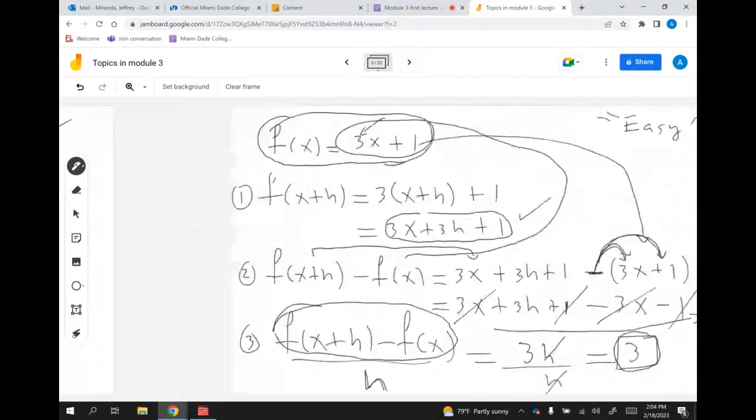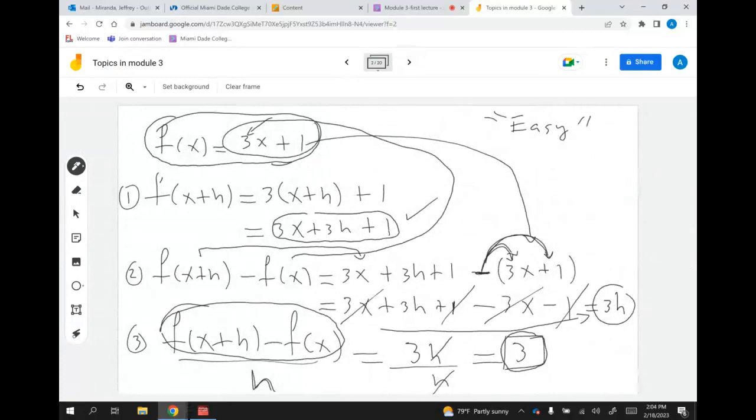And here's an example where you can see the relationship. Even though in this example I computed the difference quotient, I ended up with 3. Well, what's the slope of this line? 3. You see that? Okay. So this here is what I will label an easy example.